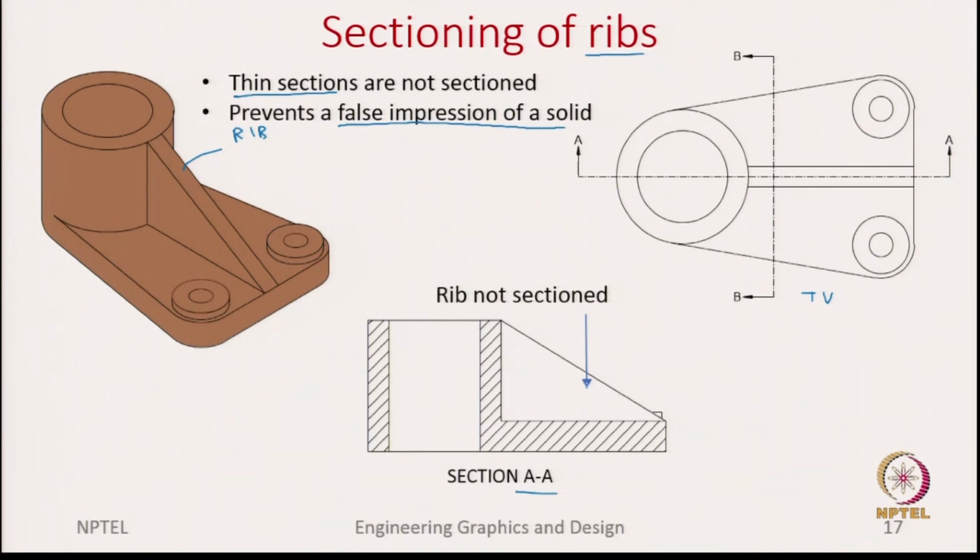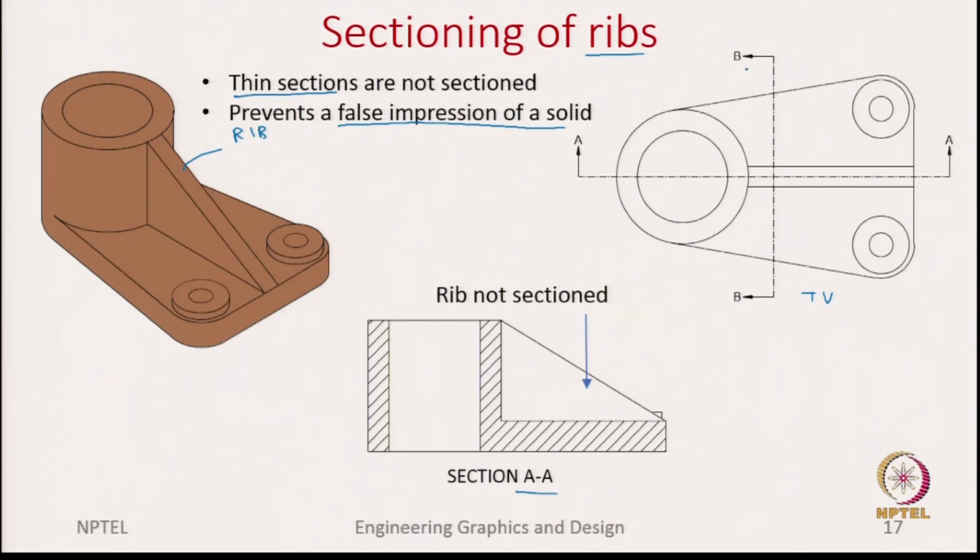As I already told you, the reason why we do not show the hatchings is because once I show the hatching, you have a feeling that there is a solid object, which means a thick object we are cutting through. Since we are not cutting through a thick object, but instead a very thin rib, we do not want to confuse the readers, and that is the reason why we avoid hatching for the rib. But here is the catch.